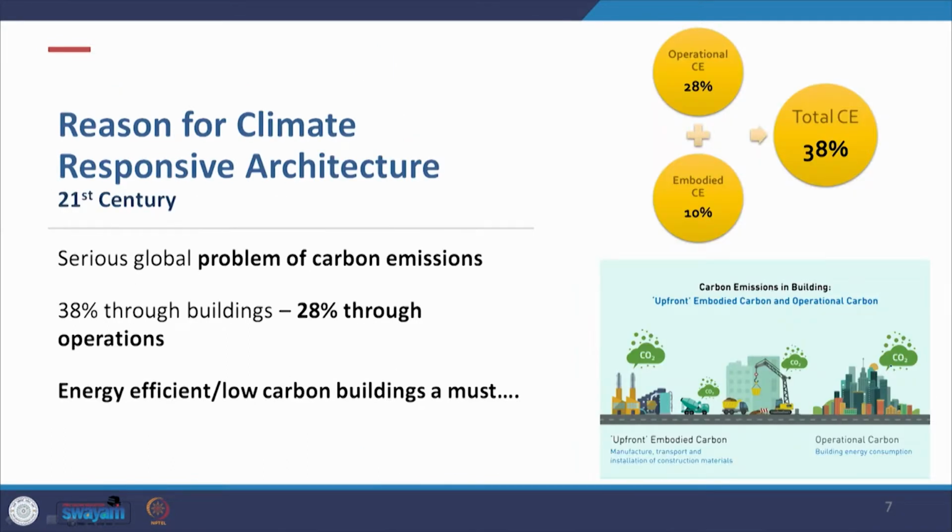Reason for climate responsive architecture in the 21st century. There are serious, now why am I stating this? I am telling you why we need to go back to this.